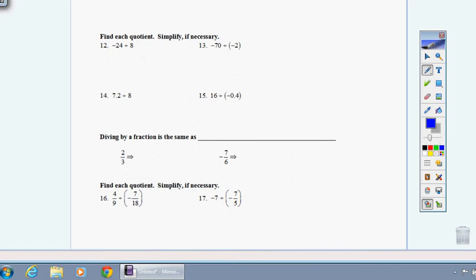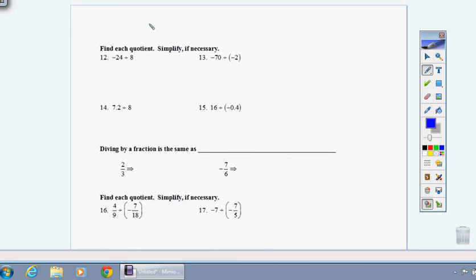Alright, so now let's get into some division here. Anytime you see the word quotient, it's talking about division. You're dividing things. So in this case, I have negative 24 divided by 8. 24 divided by 8 would be 3, and since I have a negative here and a positive there, it's going to be negative 3. Same thing here, I have negative 70 divided by negative 2. A negative divided by a negative is going to give me a positive. So that's going to be 35.